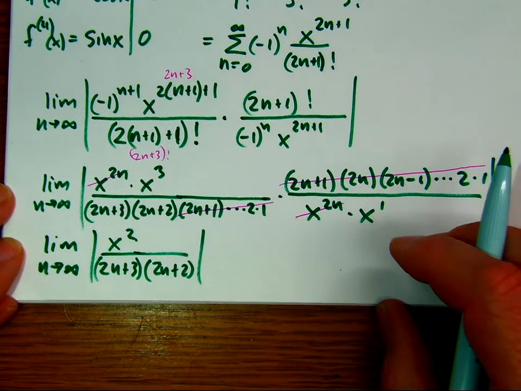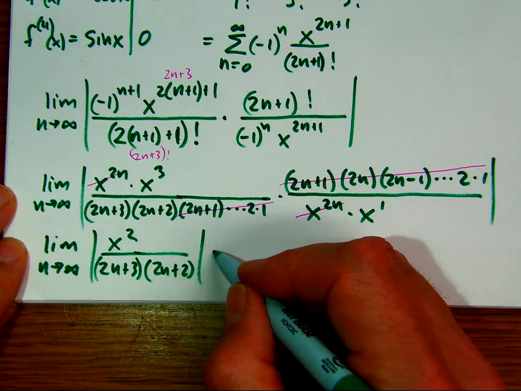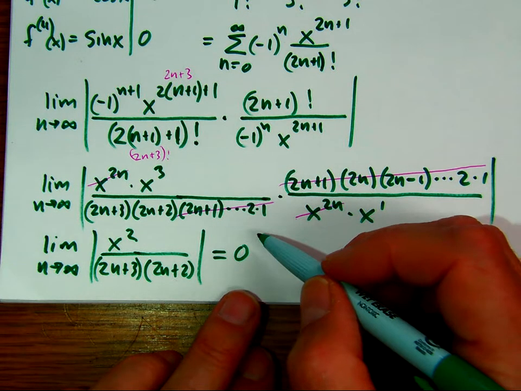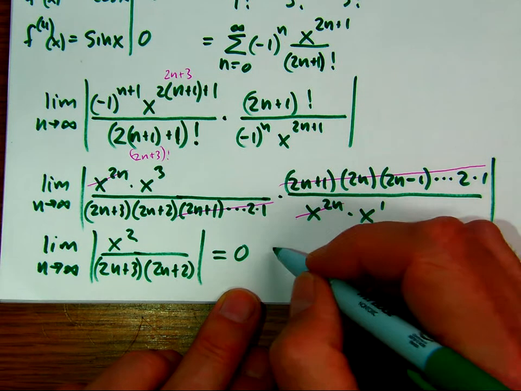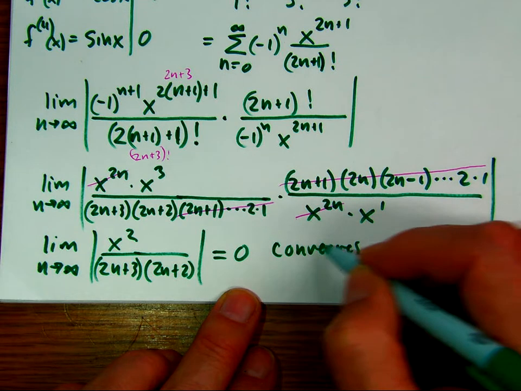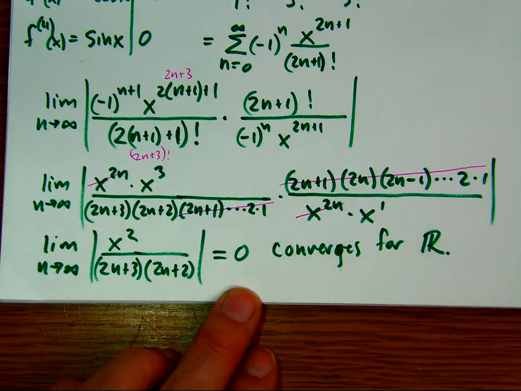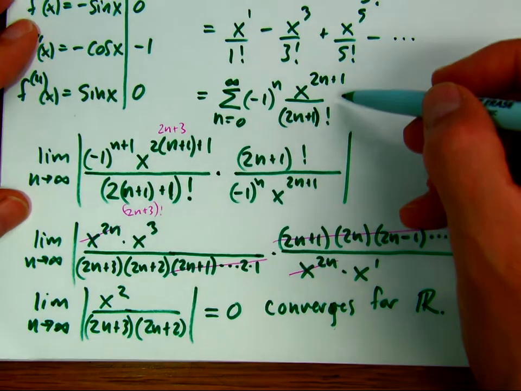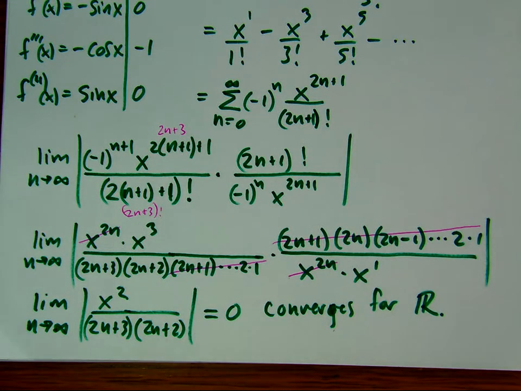And as n goes to infinity, no matter what number you put here, as n goes to infinity, the limit is 0. So that means no matter what value of x you have, the series will always converge. So the series converges for all real numbers. That means that this series, if we graphed it, will match the graph of sine exactly for all real numbers.